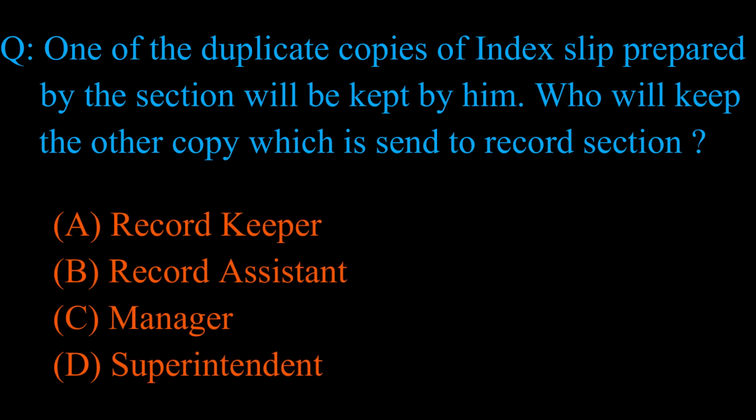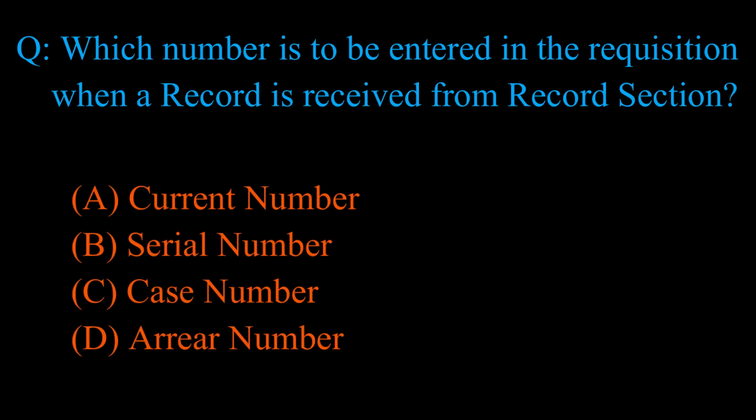One of the duplicate copies of index slip prepared by the section will be kept by him, who will keep the other copy which is sent to record section. A. Record keeper. Which number is to be entered in the requisition when a record is received from record section? A. Current number.